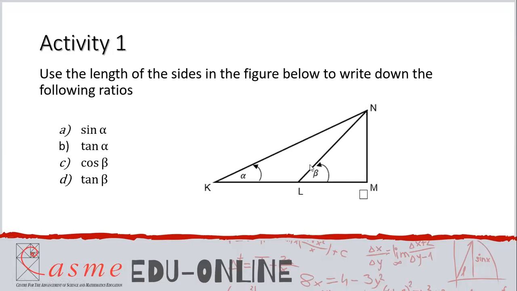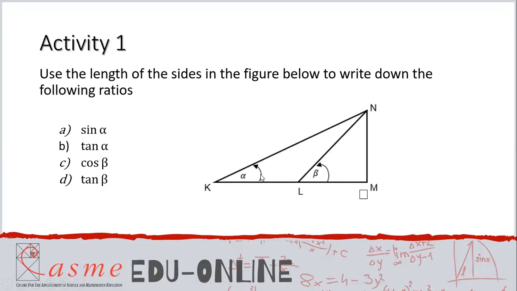Right. Now, if you want to find the sine of alpha, would it be correct if I say it's NL, which is opposite, over KN? No, we said the hypotenuse should always be opposite the right angle. So if you want to find the sine of alpha, we should use the right angle triangle NKM.